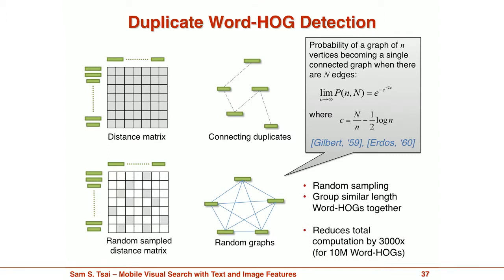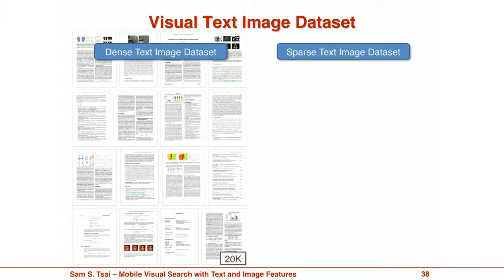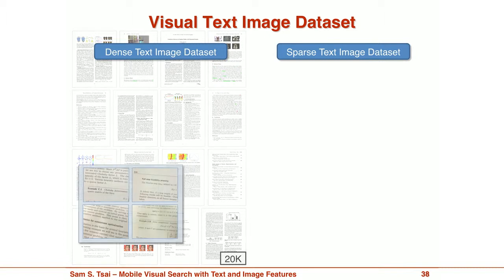Using the random sampling approach and by grouping similar length Word-HOGs together, we can reduce the total computation amount by 3,000 times for a database size of 10 million Word-HOGs. To test this approach, we use 2 different datasets. One is the dense text image dataset, which consists of 20,000 images gathered from conference proceedings and electronic books. We printed and took 350 images as query images.